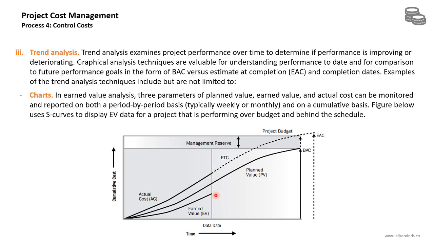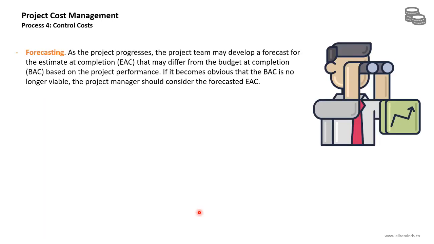As the earned value is less than the actual cost, that means the project is over budget. Now for the schedule variance, it's the earned value minus the planned value, and again the earned value is less than the planned value, and the difference will give you a negative result, and it means that the project is behind schedule.